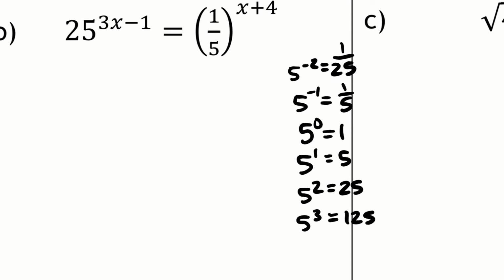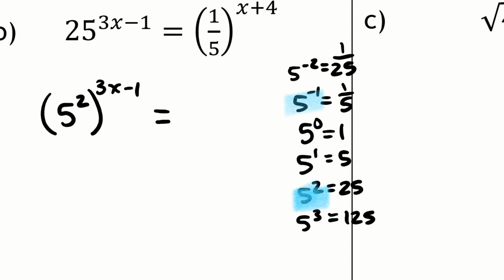So the two values that I want to use are the 1/5, so I'm going to be using 5 to the -1st, and 25, which is 5 to the 2nd. So my strategy here is to rewrite this so that I have those same bases. So 25 is 5 squared, and then I'm raising that still to the 3x minus 1 power. On the other side, I've got 1/5, which is 5 to the -1st power, and I am raising that to the x plus 4 power.